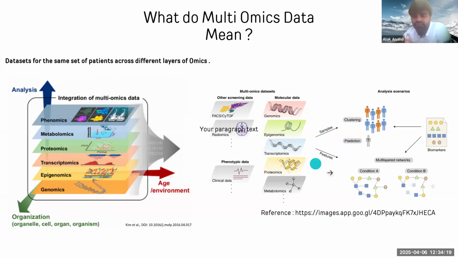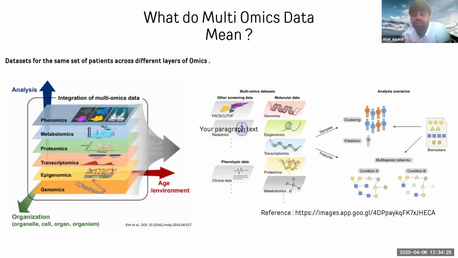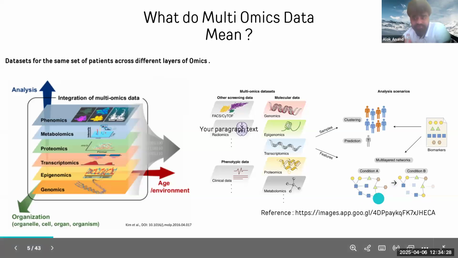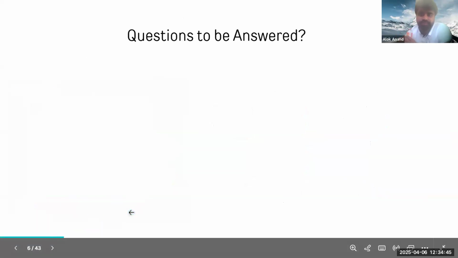And with these features, we then try to understand how they are interacting with each other. That is very interesting. You can see here the biomarkers. These biomarkers help you to cluster the patients. These biomarkers help to build a multi-layer network and all. This picture again I've taken from some paper.